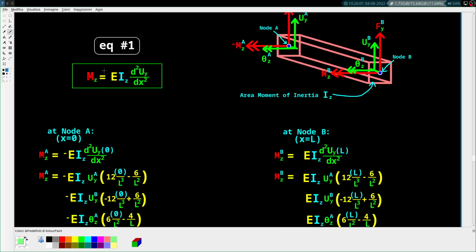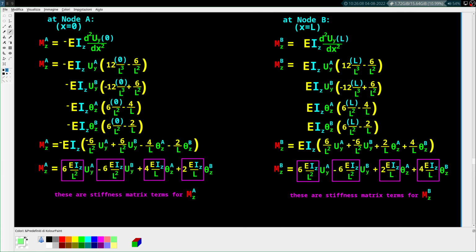So I don't keep track of negative signs. It's too hard. Everything messes up. You make mistakes. Don't bother with that stuff. It's a waste of time. So these terms here, I'll show you in a minute. These are the stiffness matrix coefficients in this row. And these are in this row, right?